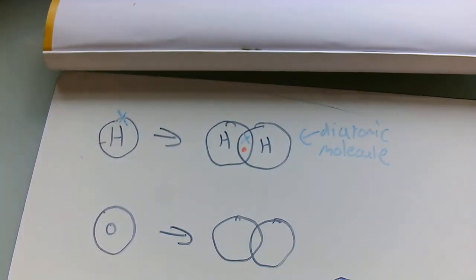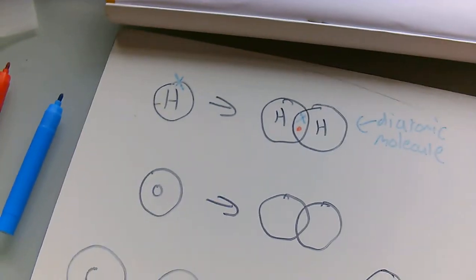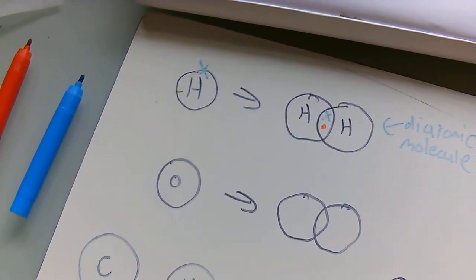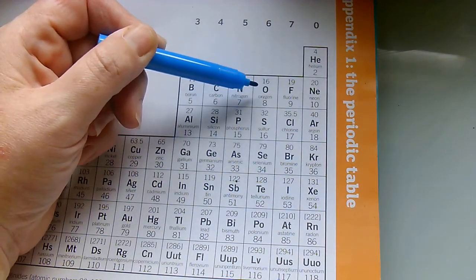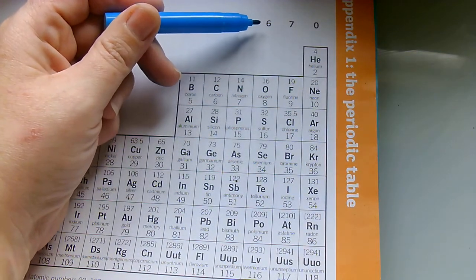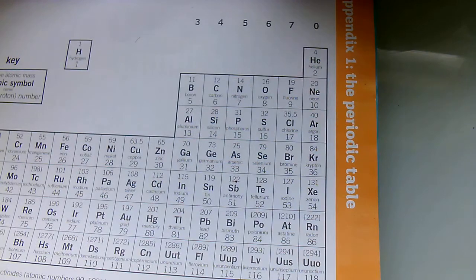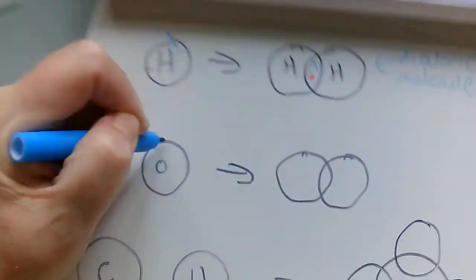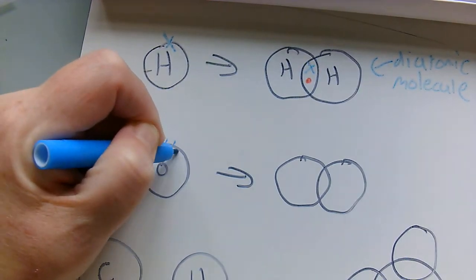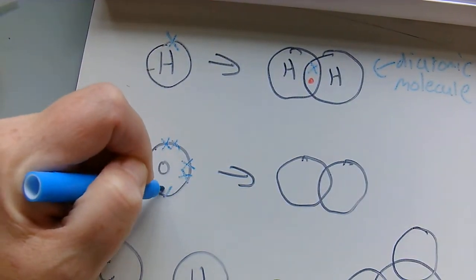Okay, the next option I'm going to show you is for oxygen, and again oxygen forms a diatomic molecule. I'm going to go back up to my periodic table just to check how many electrons are in the outer shell. So here is oxygen. Looking up, I can see each oxygen has 6. So I'm going to move down. I've got my oxygen, and I'm just going to draw 6 electrons onto my outer shell.